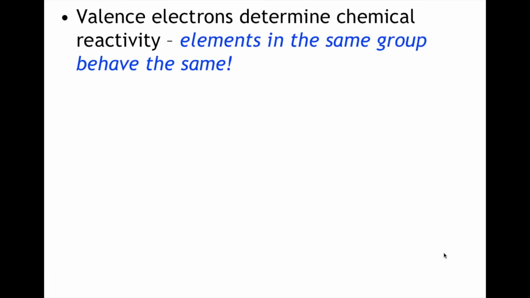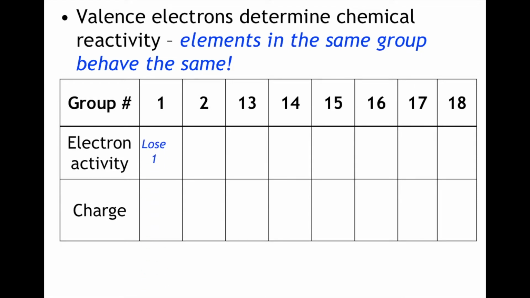Now, keep in mind, we'll talk about that in a minute. So valence electrons determine how reactive they will be. Remember when we talked about the periodic table, elements going down a group will all react similarly, and elements going across a period will have the same number of energy levels. So this is what they're talking about here. They behave the same. That's how they're reacting.